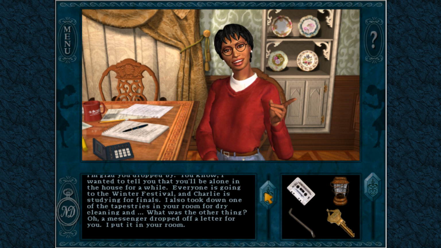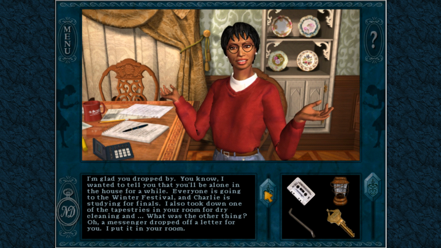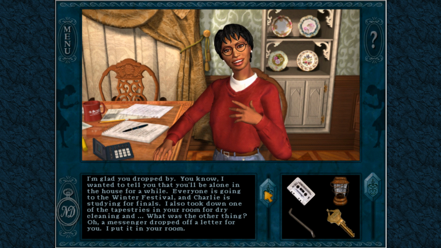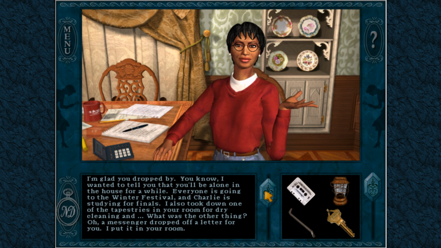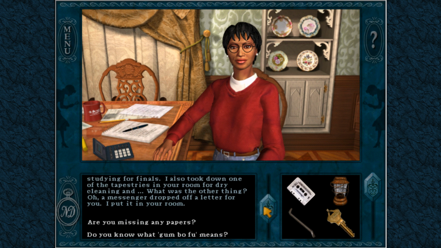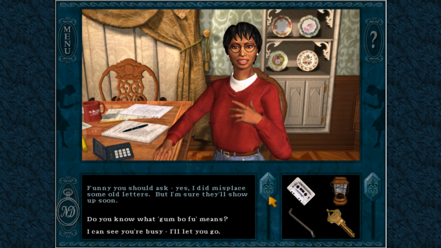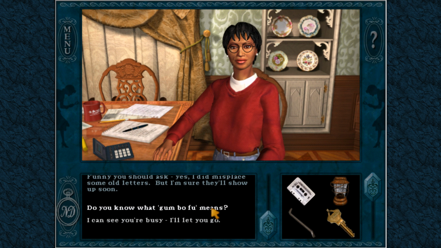I'm glad you dropped by. You know, I wanted to tell you that you'll be alone in the house for a while. Everyone is going to the Winter Festival, and Charlie's studying for finals. I also took down one of the tapestries in your room for dry cleaning, and what was the other thing? Oh, a messenger dropped off a letter for you. I put it in your room. Are you missing any papers? Funny you should ask. Yes, I did misplace some old letters, but I'm sure they'll show up soon.